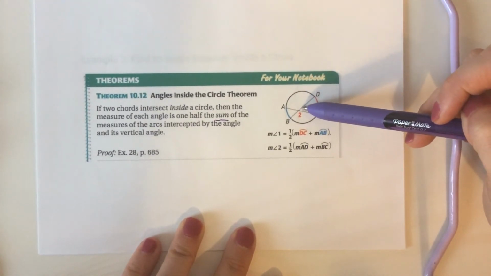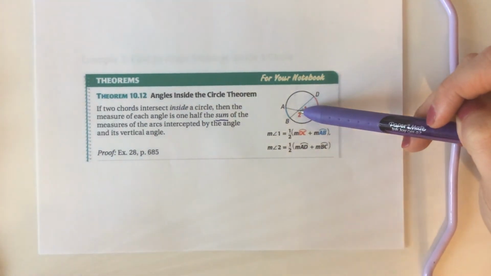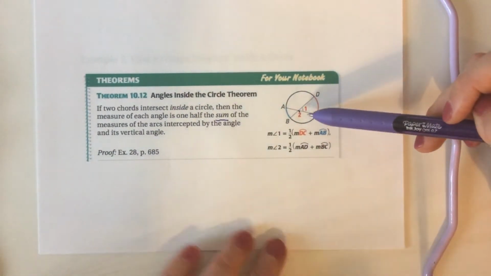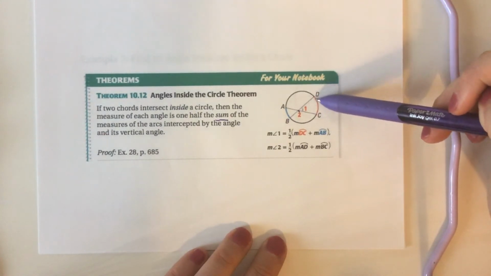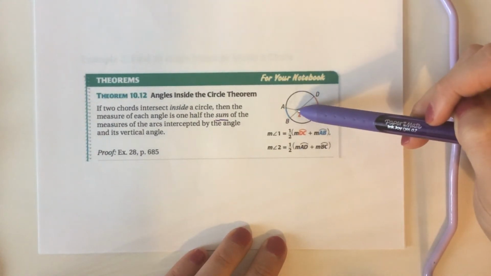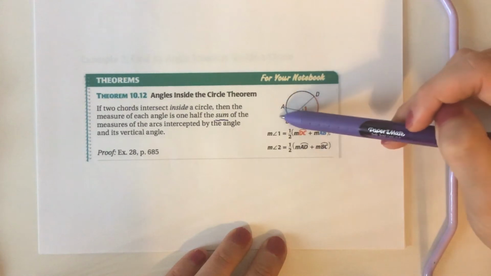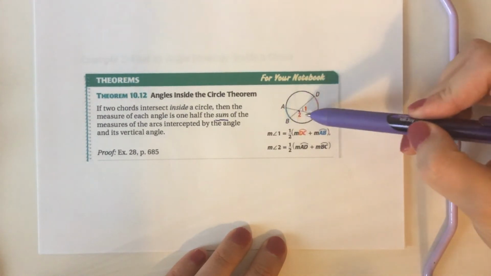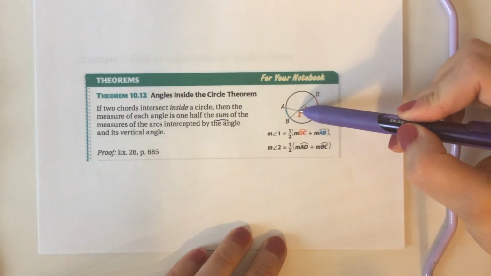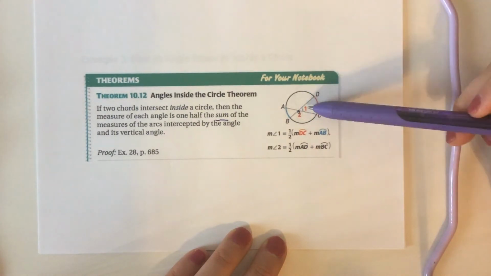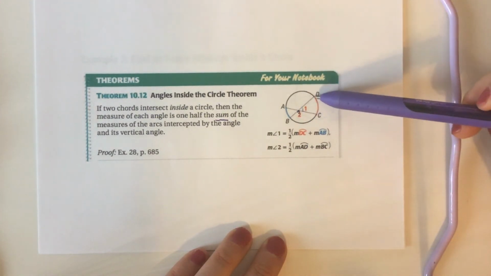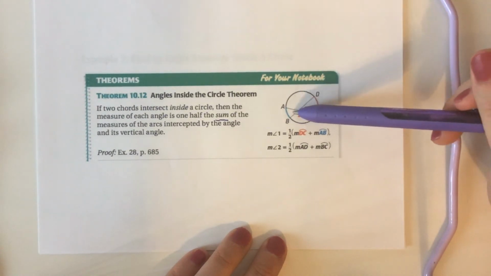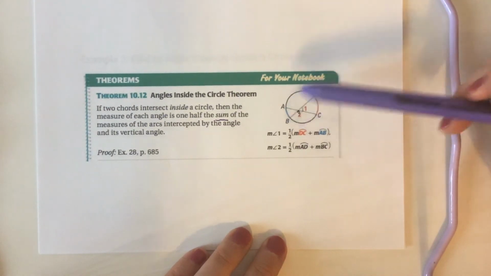What that theorem just told us is that the measure of this angle right here, since they intersect inside the circle, is going to be 1/2 the sum of its intercepted arc and its vertical angle's intercepted arc. So think opposite's intercepted arc. If we intersect inside the circle, this angle right here is 1/2 the sum of its intercepted arc and its opposite angle's, its vertical angle's, intercepted arc.